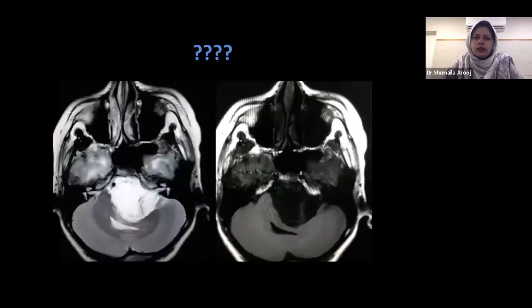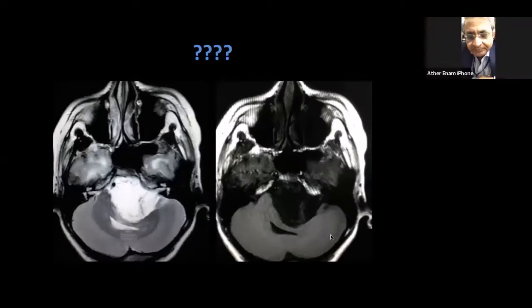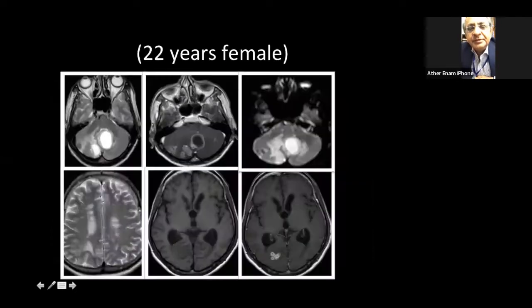So this was a young female. This is another patient in which there was a lesion. Can you go back to the previous one? I just thought maybe we can have some discussion on that one.